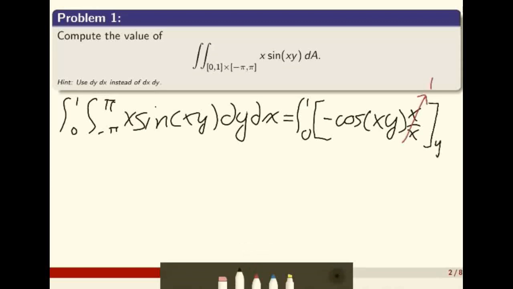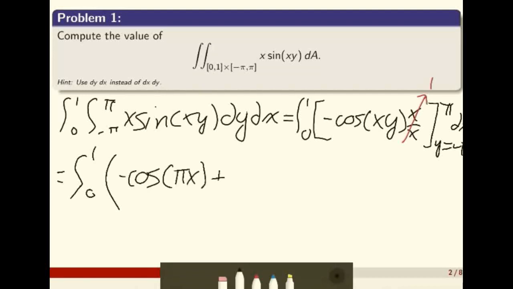We're evaluating this for y between minus pi and pi. And the result of that is what's going to be our new integrand, depending only on x, that we're going to integrate from 0 to 1 in x. But if we carry this out, we get minus cosine of pi x minus negative cosine of minus pi x, all integrated dx.